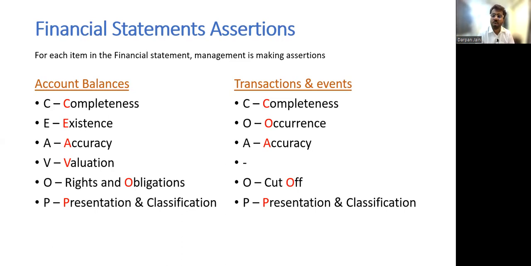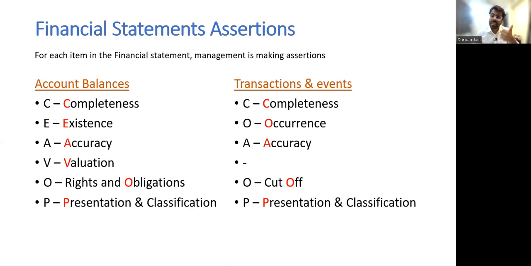You check for CEAVOP, CVOP. What is CVOP? C is for completeness. What are you checking here? Basically, you're checking whether everything which has happened has been completely recorded or not in the books of accounts.